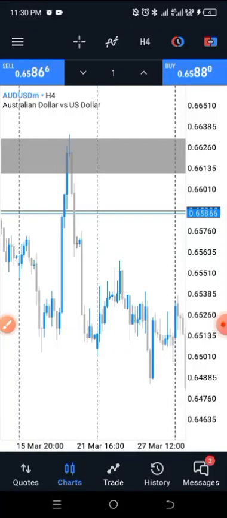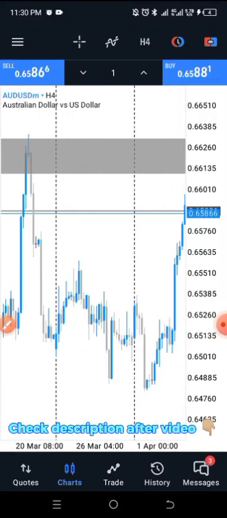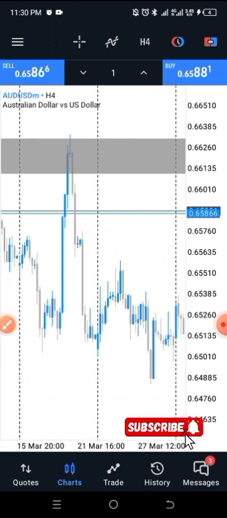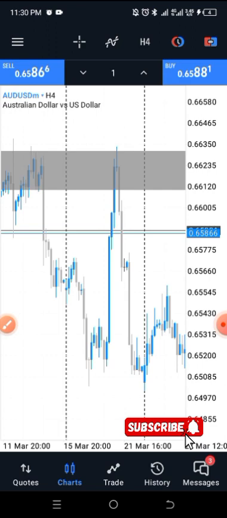We're going to look at something called support and resistance zones. So what are support and resistance zones? Support and resistance zones are areas where price changes in direction. That means that when the price gets to these areas, it changes in direction to the opposite direction.